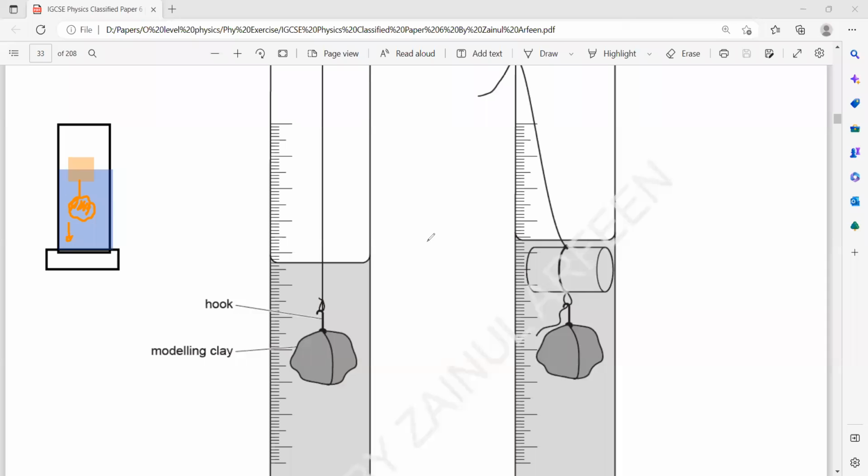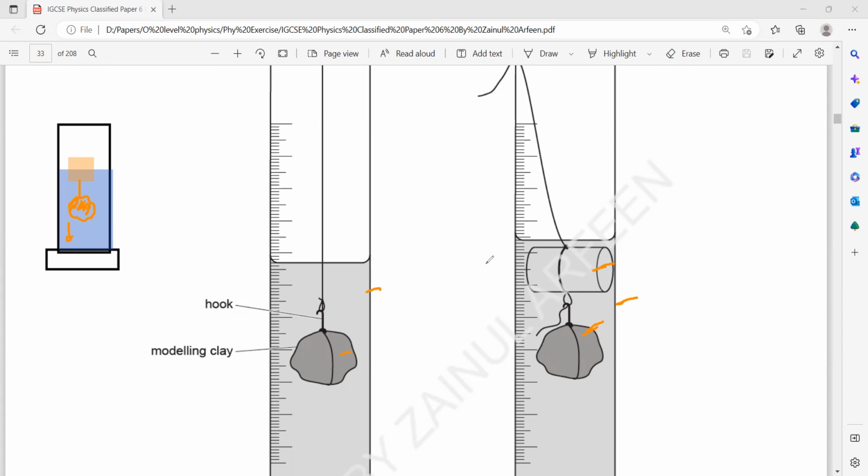Yes, the clay will have its weight, but we don't bother about weight. We use the measuring cylinder to calculate the volume. The volume displaced is equal to the volume of the object. This is the volume of water and clay. This is the volume of water, clay, and rod. So when we subtract these two, we get the volume of the rod.